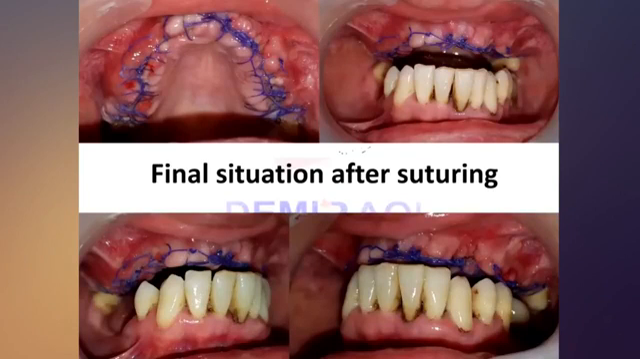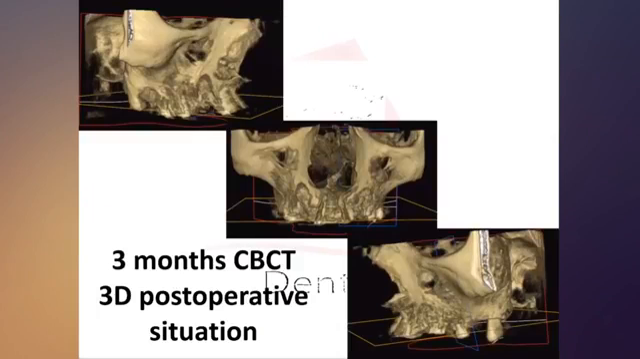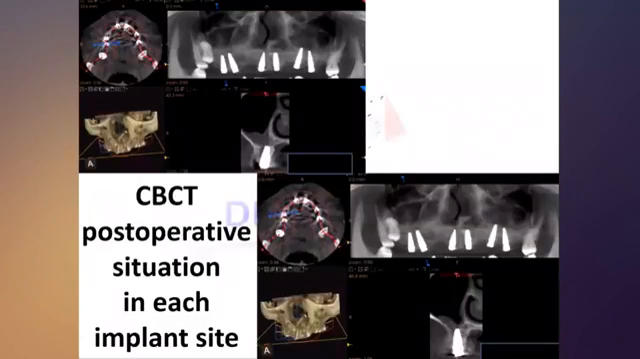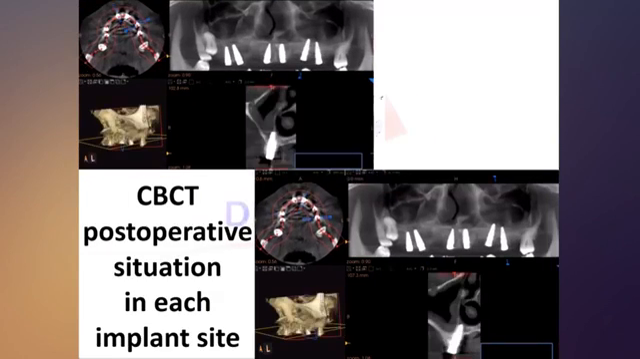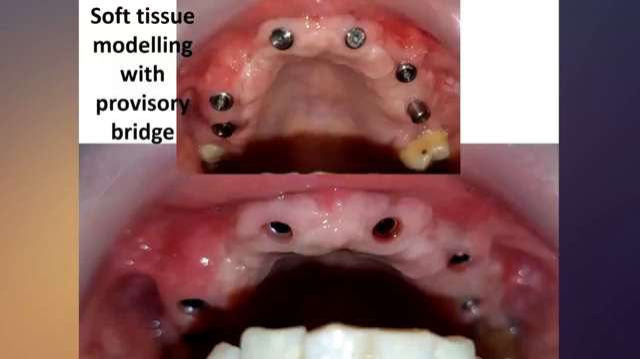So this is the situation after suturing. I left the wisdom teeth on purpose to keep my occlusion. I wouldn't want to change it. And this is the situation at 3 months. These are my 6 implants inside, which are doing very well, as you can see. And since the patient is young, I was going for all on 8.